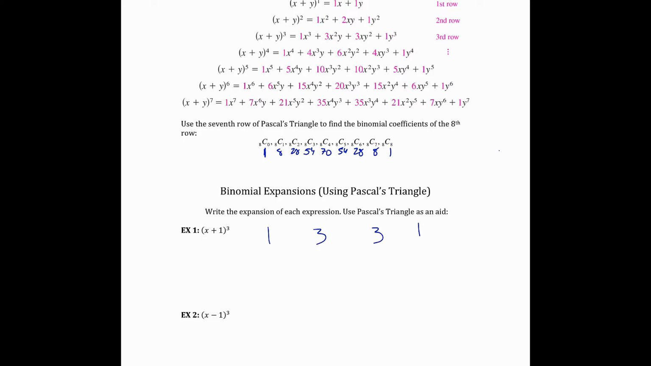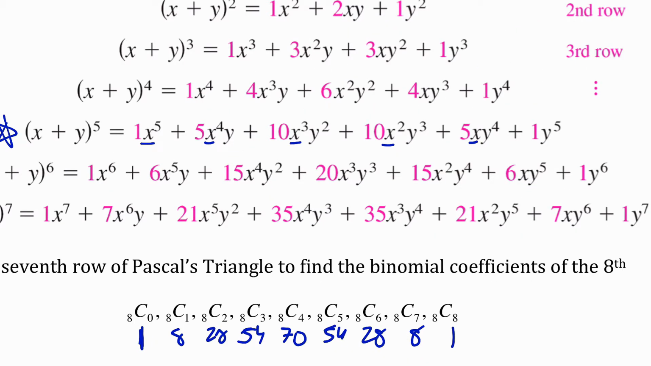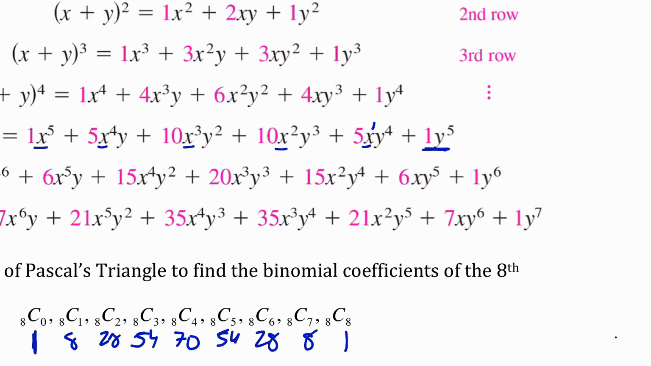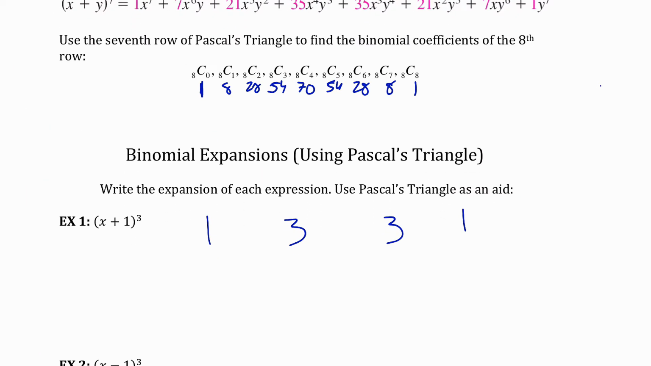Let me go back up to the top here. Looking at row 5, we got 1x to the 5th. You'll notice there's no y's there. The next one's got 5x to the 4th, y. The next one's got 5x to the 3rd, or sorry, 10x to the 3rd. I want to focus just on the x's. The x's go x to the 5th, x to the 4th, x to the 3rd, x to the 2nd, x. You could also call that x to the 1st. And this one doesn't have an x, but you could treat it as x to the 0 because that's just 1. So we're going to follow the same pattern down here. We're going to do the first term of x: x to the 3rd, x to the 2nd, x to the 1st, and x to the 0.